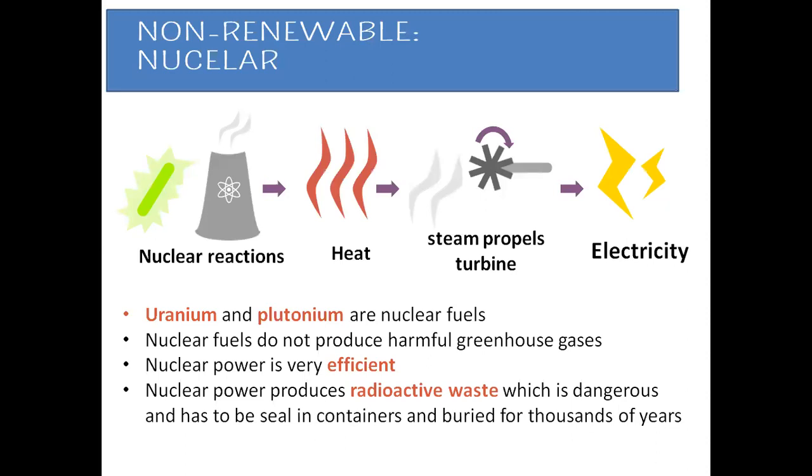Now, here you can see the nuclear reactions. Heat is produced, then steam propels a turbine, and there is a generation of electricity. So these were the basic steps. Uranium and plutonium are nuclear fuels. Nuclear fuels do not produce harmful greenhouse gases. Nuclear power is very efficient and important. But nuclear power produces radioactive waste, which is dangerous and has to be sealed in containers and buried for thousands of years.